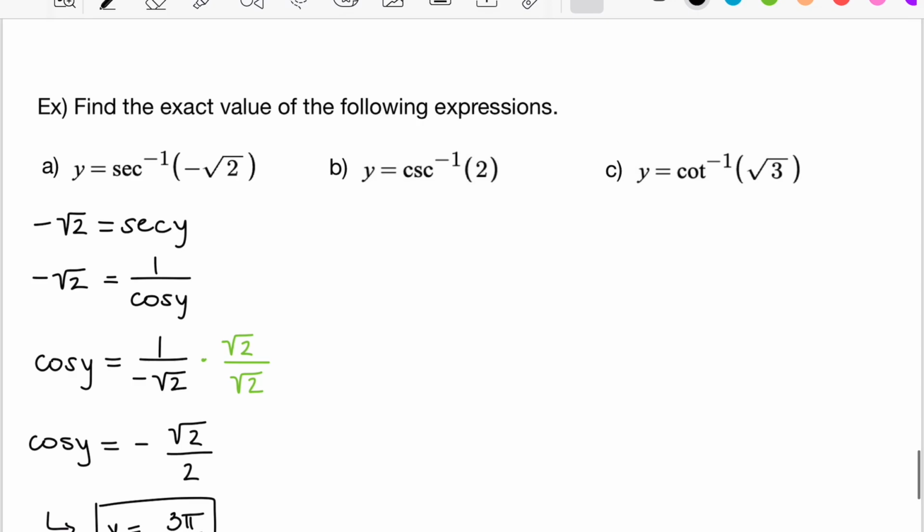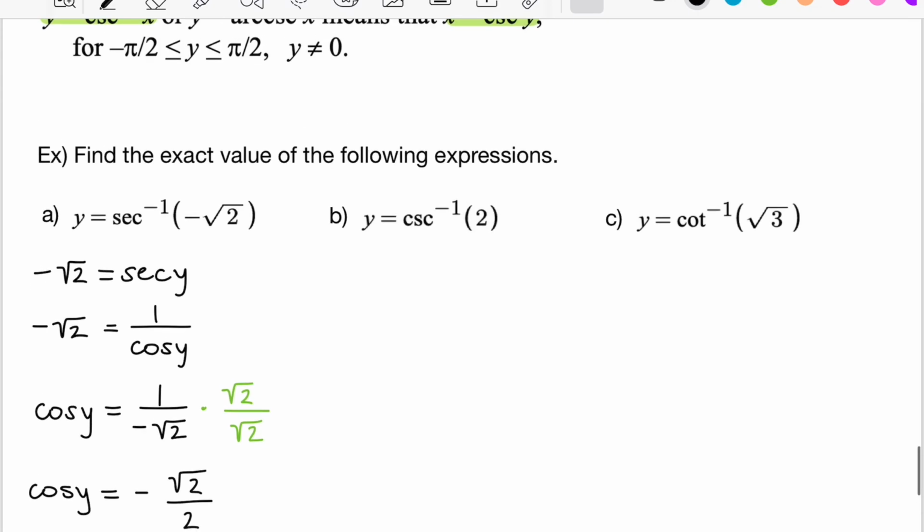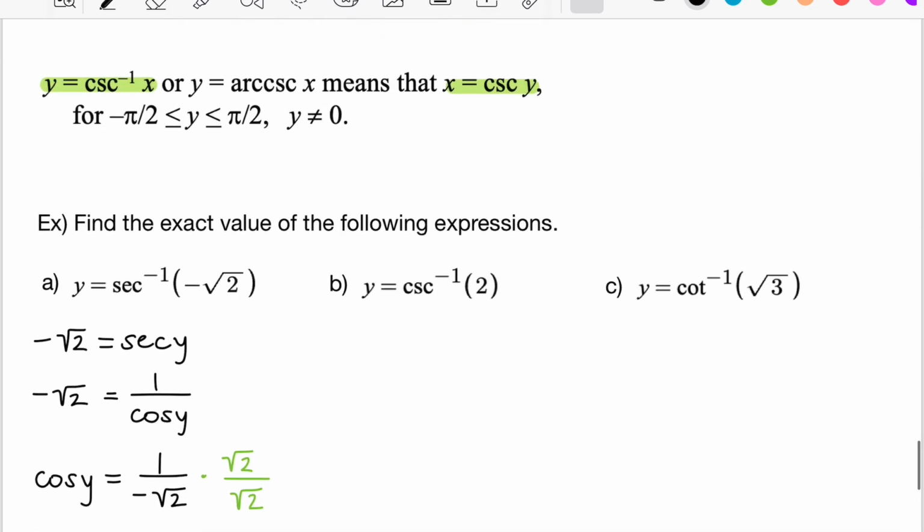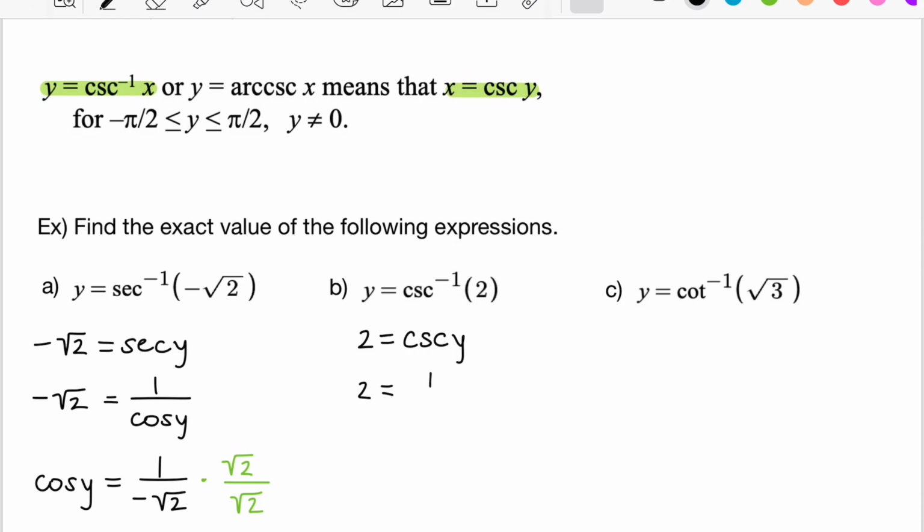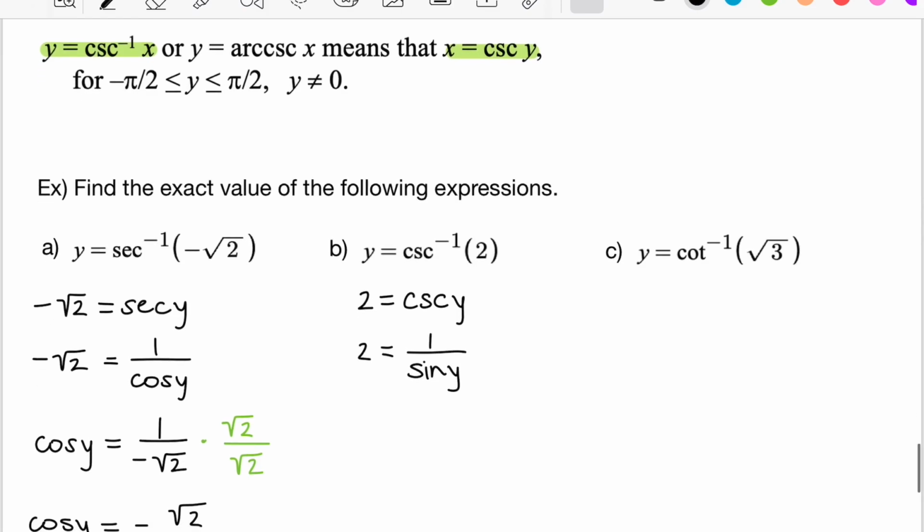All right, let's do the same thing for b here. We're just going to rewrite this guy using this here. In this case, our x value is going to be 2. So we have that 2 is equal to cosecant y. Now again, we know that cosecant is a reciprocal of sine. Solving for sine y alone, we'll multiply by sine y on both sides and then divide by 2 on both sides. We get that sine y is equal to 1/2.